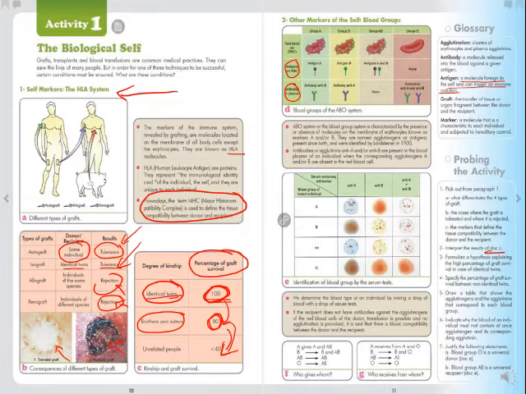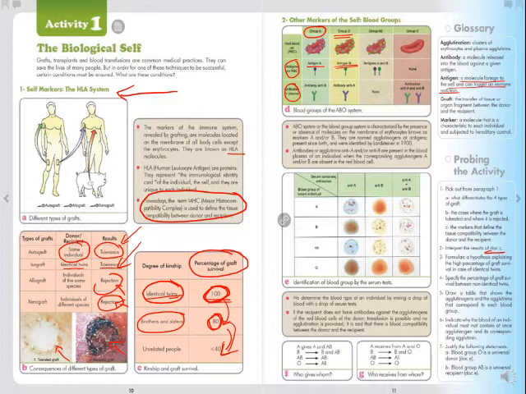Let's start with the first group, group A. The blood group always has the same antigen as the blood group. We have antigen A and antigen B, and we don't have antigen AB or antigen O. So blood group A has antigen A. Blood group B has antigen B. As we notice here, the blood group and the antigen are the same. Blood group A, antigen A. Blood group B, antigen B.